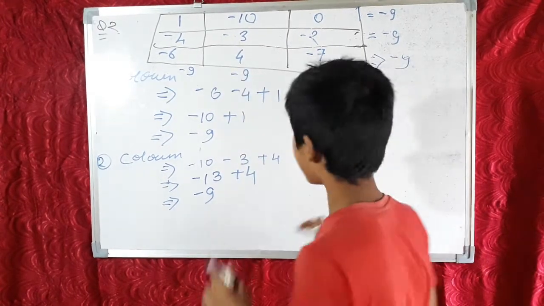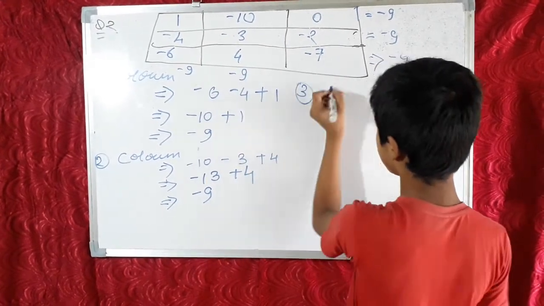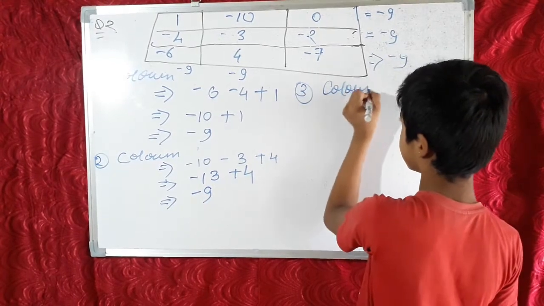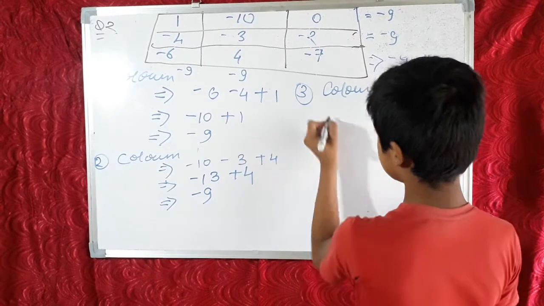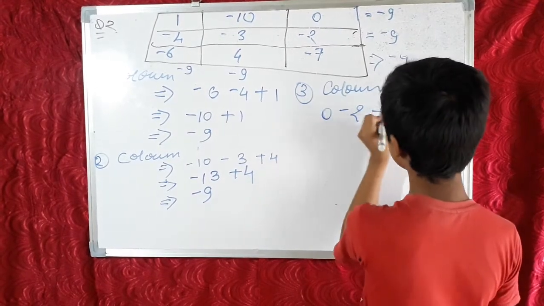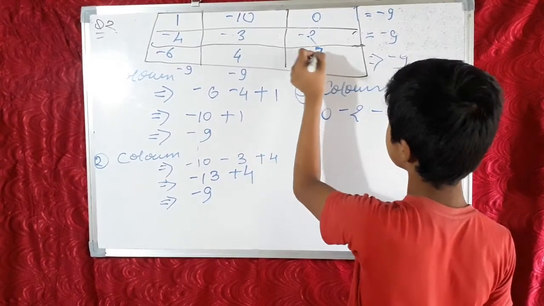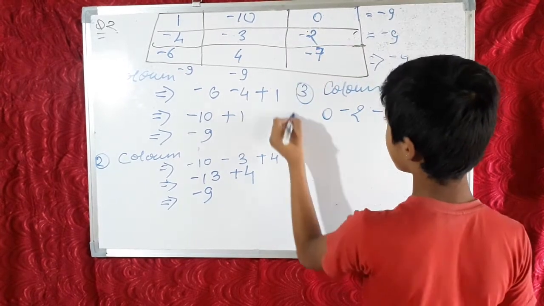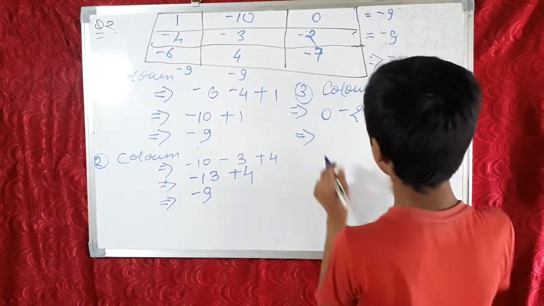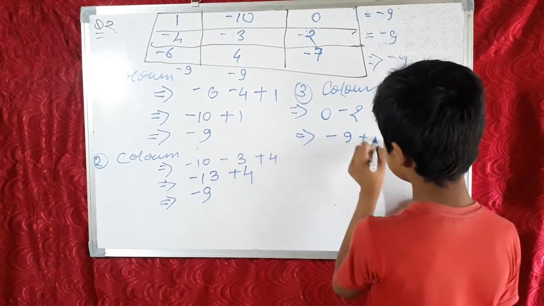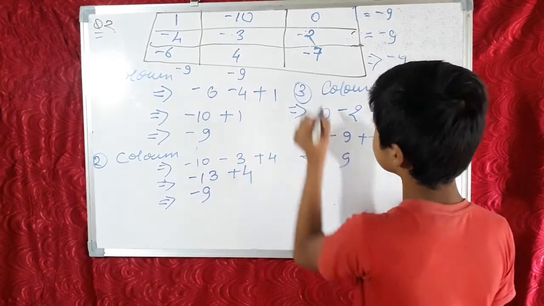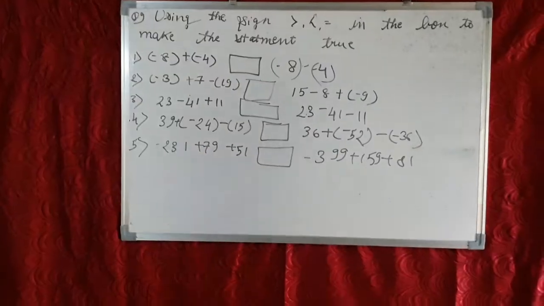This is done. Now I will find the third column. What is our third column? 0, minus 2 and minus 7. If I add minus 2 and minus 7, I get minus 9, plus 0, it's minus 9. So its sum is also minus 9.